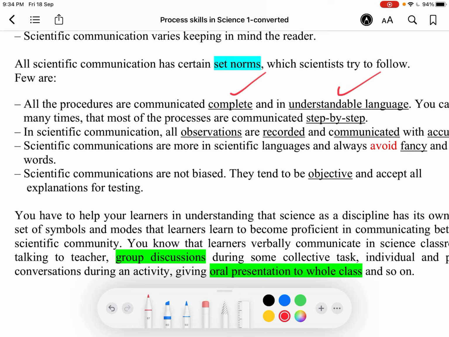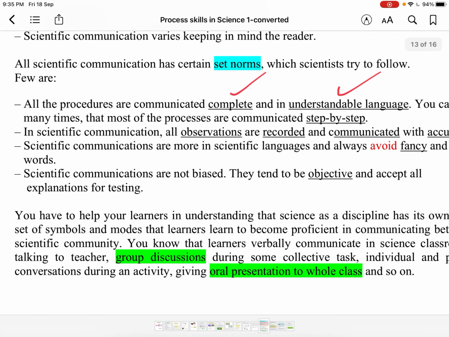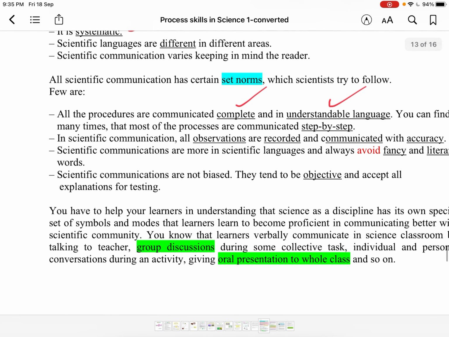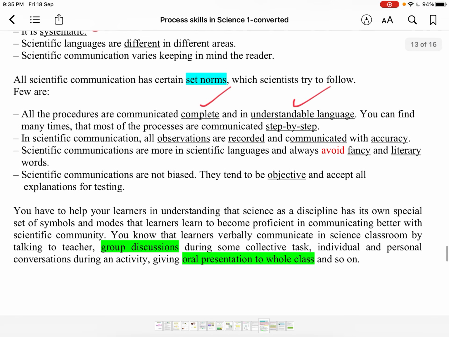And all the processes which we have carried out to collect this information are to be communicated step by step, not haphazardly. In scientific communication, we have to make observations, and the observations are to be recorded, and shared with the scientific population with accuracy. We have to be accurate.